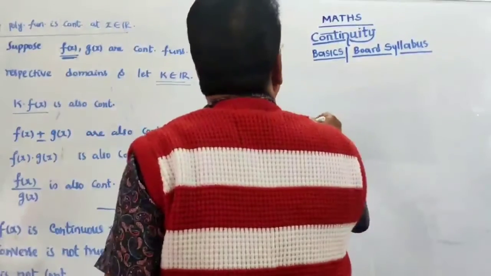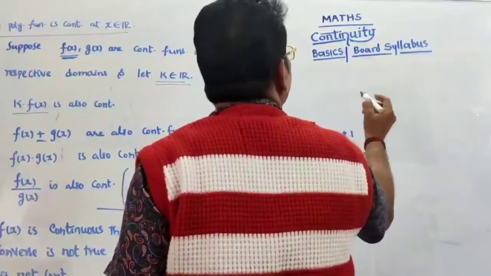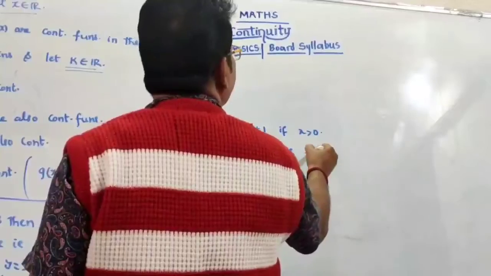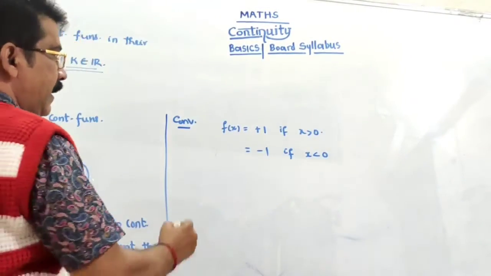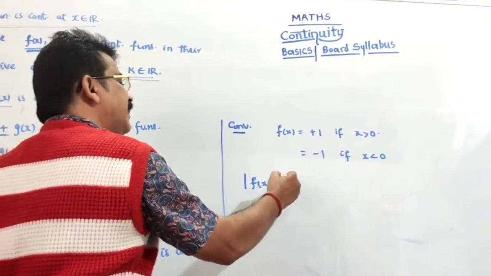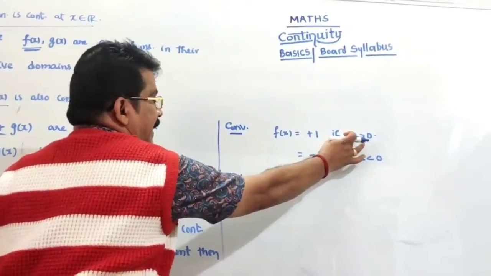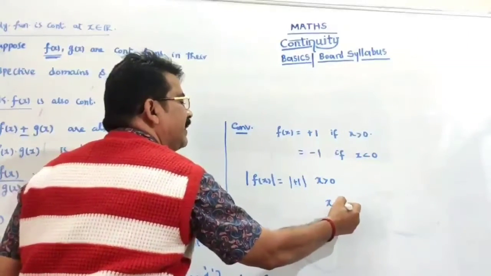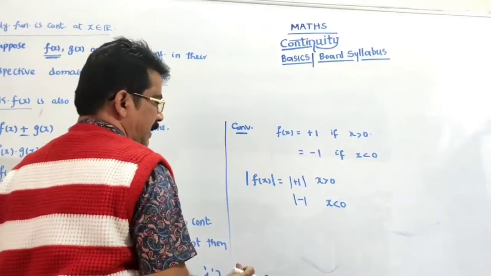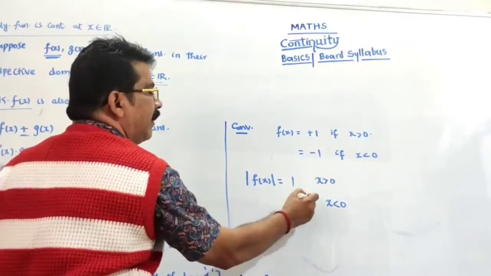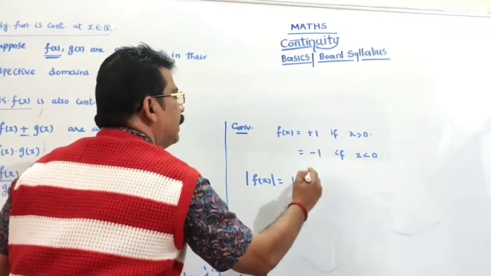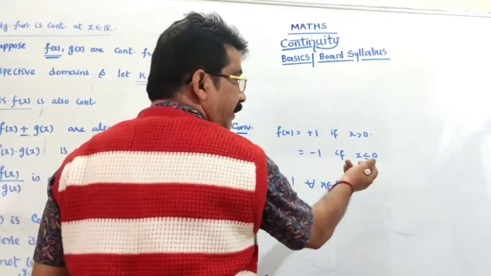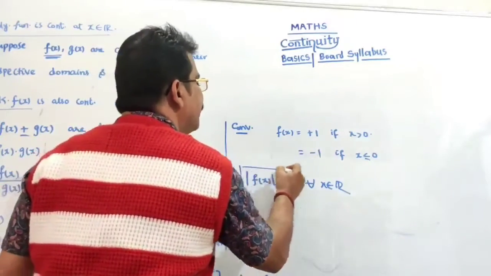Therefore, next, the converse. You come here. For example, f of x is defined as plus 1 if x is greater than 0, and equal to minus 1 if x is less than 0. Here, what about modulus of f of x? If x is greater than 0, it is modulus of plus 1. If x is less than 0, it is modulus of minus 1. Modulus of plus 1 is 1, and modulus of minus 1 is also 1. So it holds for all x belongs to capital R. Of course, we can define at x equal to 0 also. So modulus of f of x equals 1.